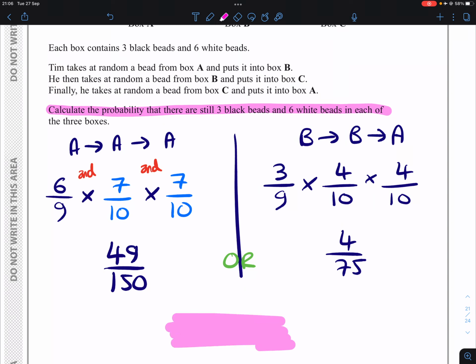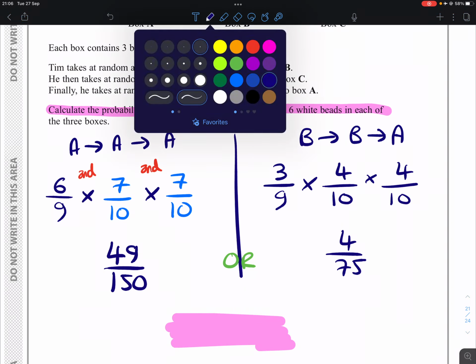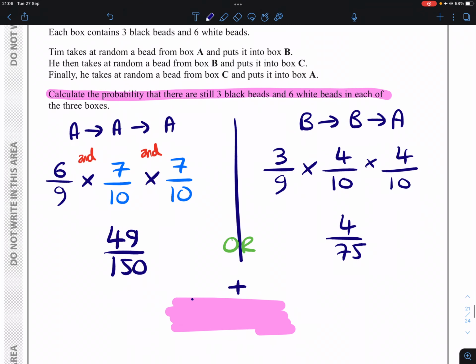So what we do is we add these 2 probabilities, because either are acceptable, therefore our chances of it happening are increased because we have more options. So if we add together these 2 fractions, what you will end up with is fully simplified 19 over 50ths.